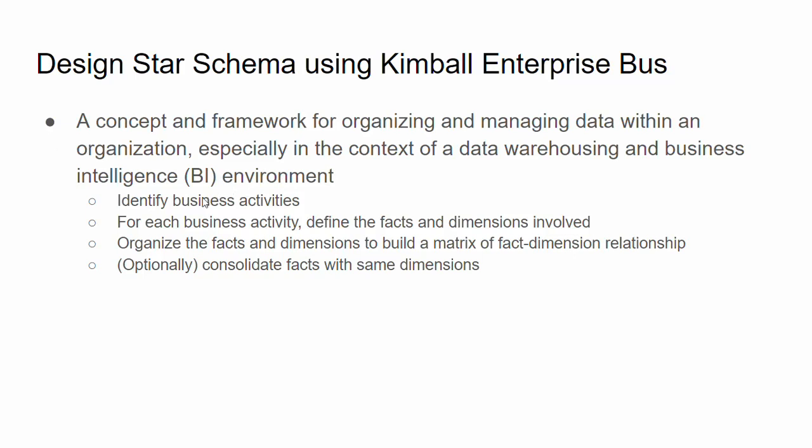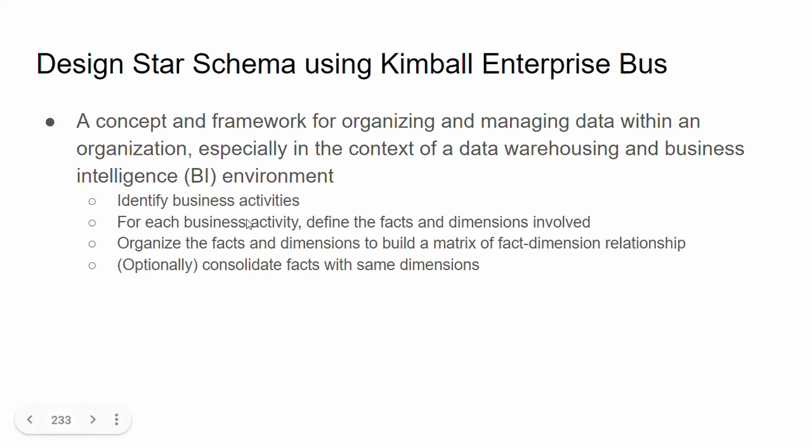What you are going to do is identify the business activities that exist in an enterprise. For example, if it's a pharmaceutical company, of course you have the sales. You have people visiting doctors to sell their drugs. Also, you have the manufacturing part, where you have people working in a factory facility to manufacture these drugs. So these are different business activities inside the company. Your first job in designing a star schema using the Kimball Enterprise Bus is to identify these business activities.